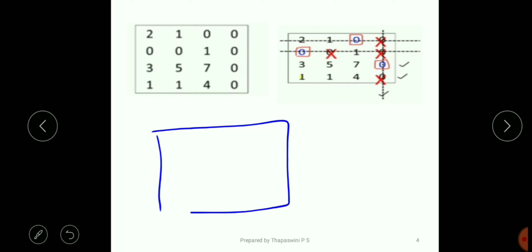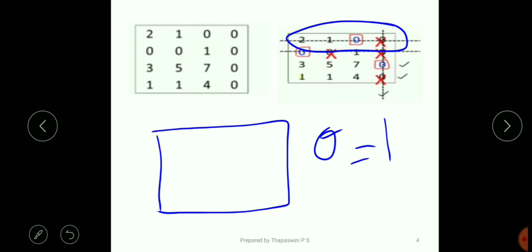So this is the matrix we get, where the minimum theta is equal to 1. If you consider the first row, the number 2 is covered by 1 line, so keep it as it is. The next number 1 is covered by one line, so keep it as it is. Next 0 we keep as it is, and then the next 0 is intersected by two lines, so we add theta to it, so 0 plus 1 becomes 1.